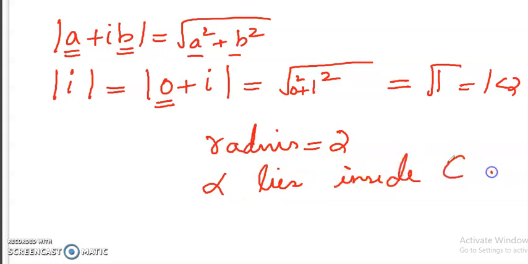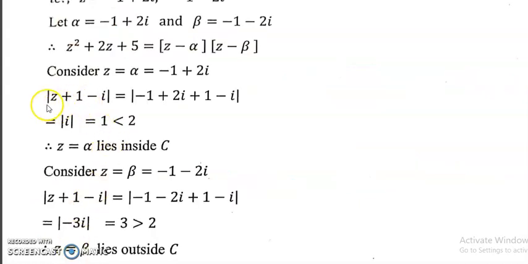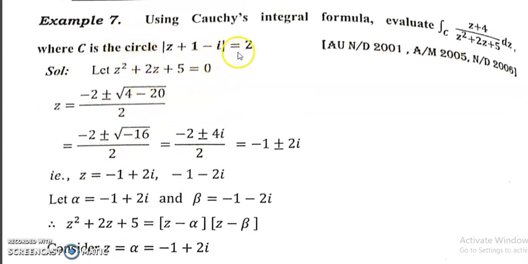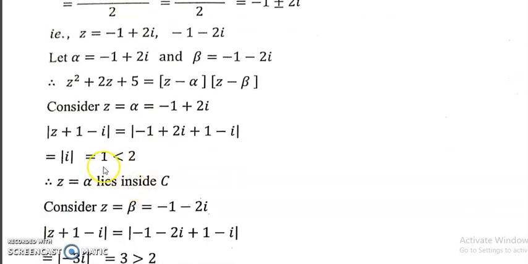Without drawing the circle also we can prove this. That's why we are following this method. We are not drawing the circle here. Just consider that circle, substitute z, and when you substitute z, if the value is less than the radius, which is 2 here, and 1 is less than 2, we say alpha lies inside C.